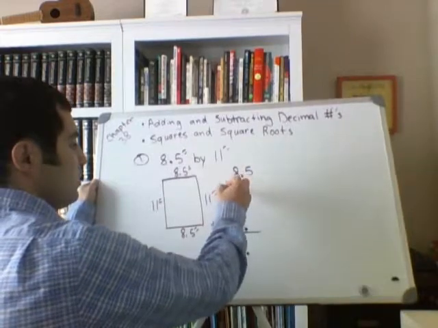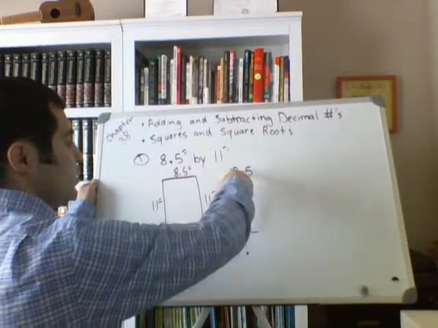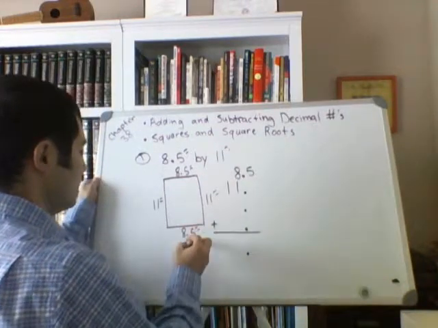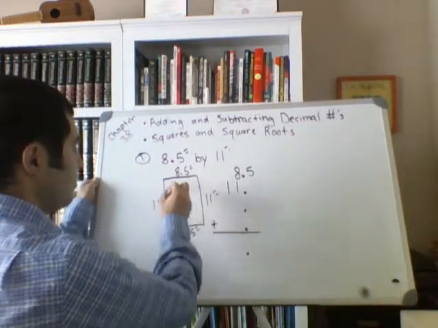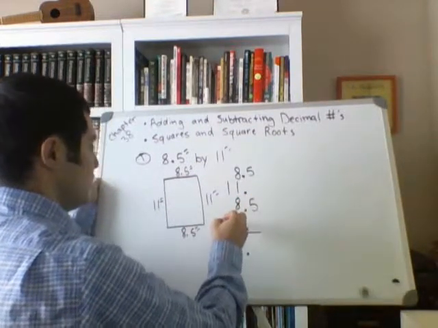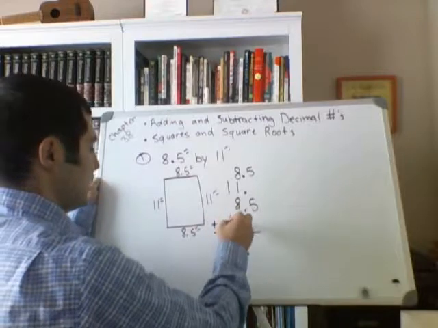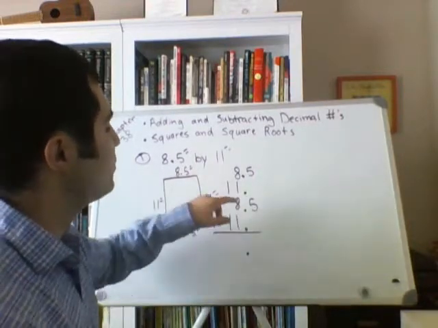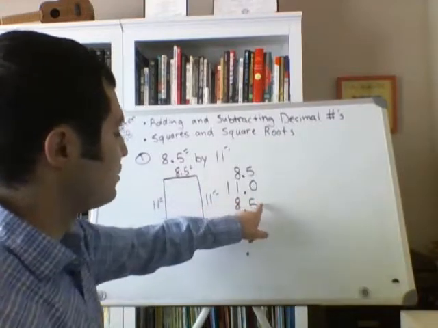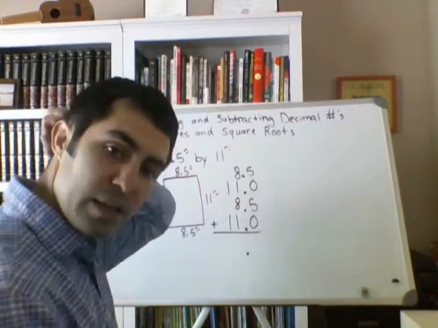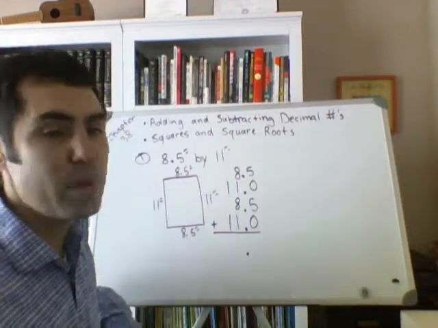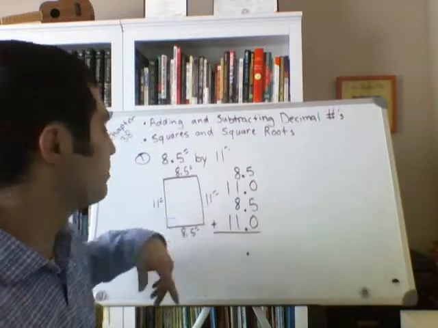11 is going to go right there. 1 is going to go directly below the 8 because they're both in the 1 spot. So you did 8.5 plus 11 plus 8.5, and then our next 11. Remember our new concept? We can add zeros as needed. I can add as many zeros as we need. But in this case, we don't need to add zeros because there aren't any numbers past the tenths spot.